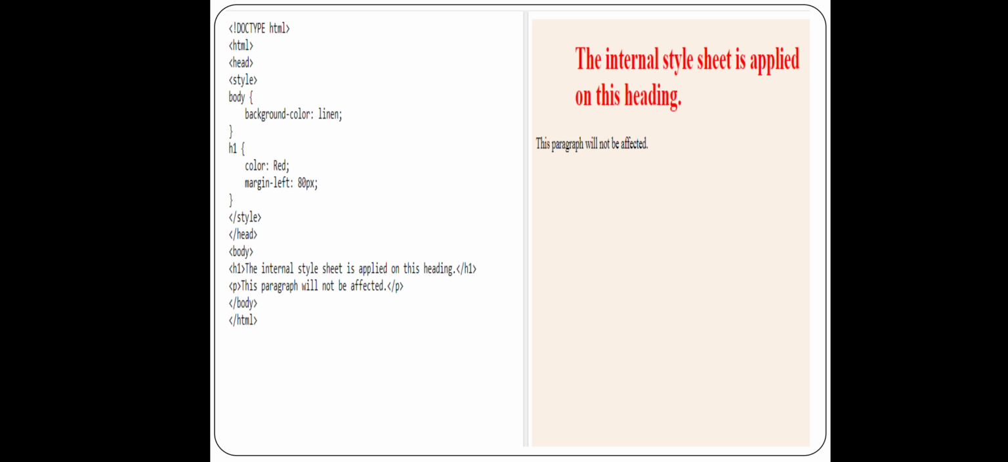You can see that I have two different tags in my body tag, H1 and P, but I wish to apply styling only for the H1 part, right? I have not written any styling for the P tag. If you look, there is no styling given to the P tag. That is why it has come as it is. This paragraph will not be affected and H1 is affected. Why? Because I have used styling for that tag, right?